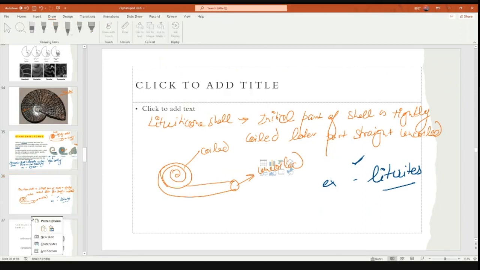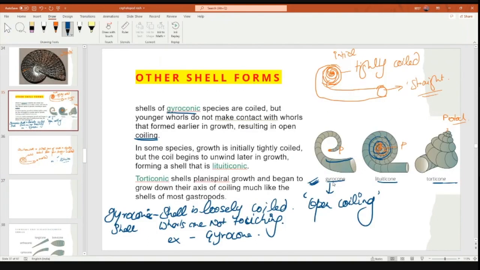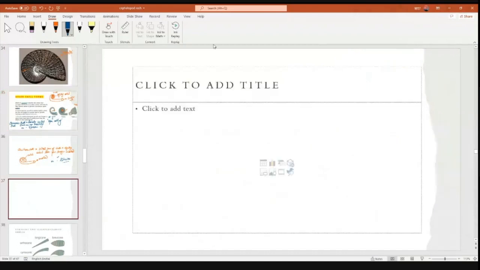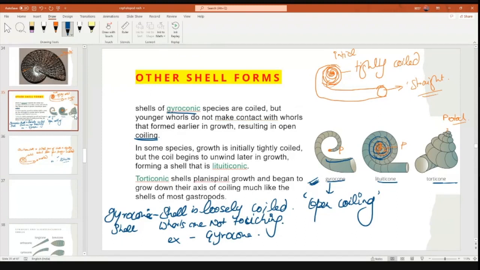So be focused. इससे questions आएंगे with examples, right? So last one is the torticone. Okay, torticone definition. See here, the cells are planispiral, which is just coiled in a plane. Okay, coil हो रहा है with the one plane. And they begin to grow down their axis and coiling much like the cell of the gastropod.